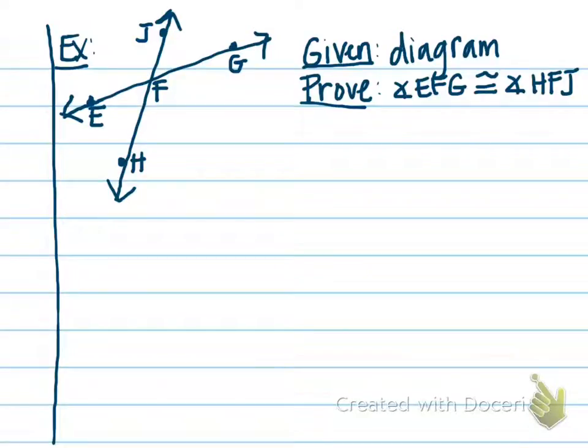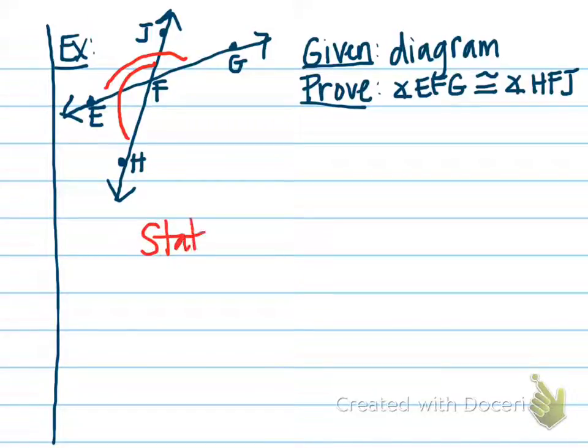Let's try another example. In this one, our given says diagram. That means the only thing we know is based off of our picture. We are trying to prove, which is the same as the conclusion, that angle EFG, that's this guy, is congruent to angle HFJ, that's this guy. Okay, so if we look at our picture, what do we know from our picture? We know that those two angles are straight angles. We also have just learned theorem 2, which says if two angles are straight angles, then they are congruent. So I think that's how we're going to use what we know from the picture to get to our proof statement. So let's go ahead and set it up.